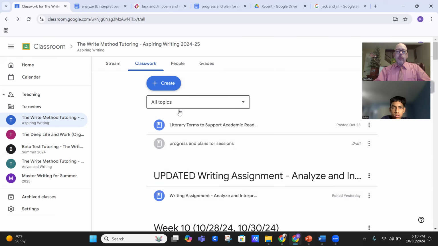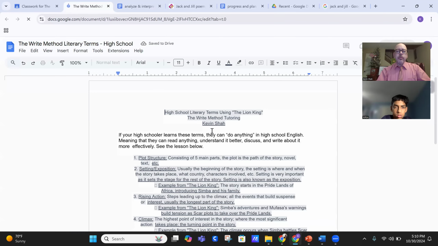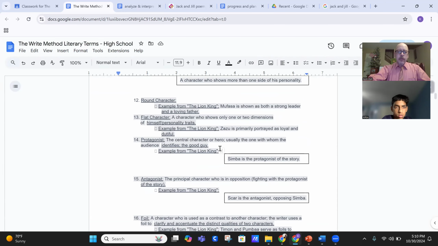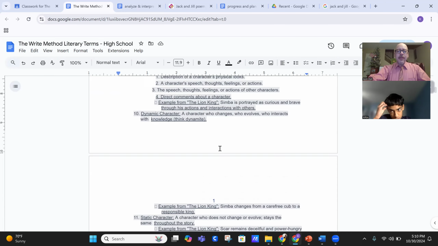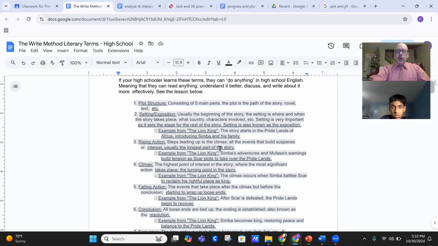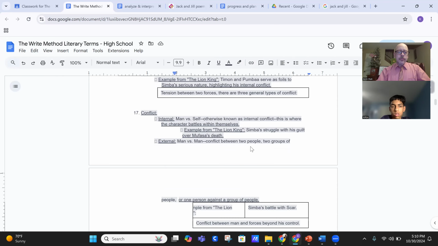So in your Google Classroom, you're going to see here the writing method literary terms. I don't know why they're grayed out like this, but basically, the Lion King movie is helpful for us if any of these terms are unfamiliar. But what I would do is point your attention to figurative language.